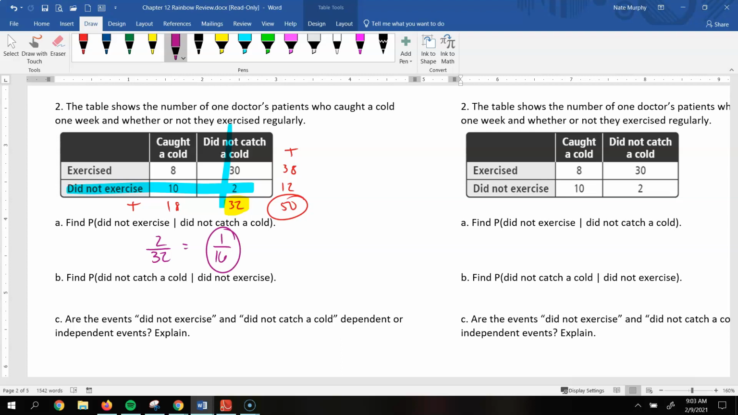Part B, find the probability they did not catch a cold given they did not exercise. Given they did not exercise, that total is 12. And the intersection of they did not exercise and did not catch a cold, again, is 2. So we're going to put 2 in the numerator. So we would have 2 over 12, which reduces to 1/6.